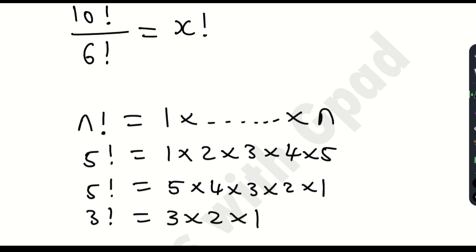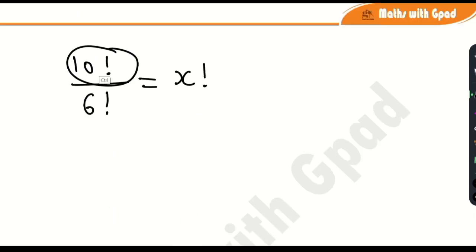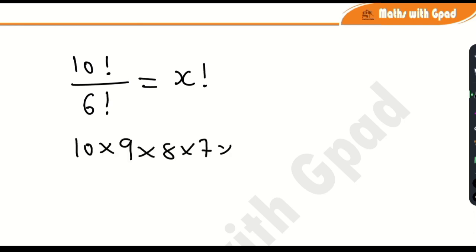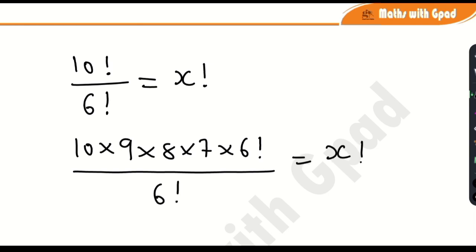Now that said, I want us to go back to the equation and let's get the value of x. Now for 10 factorial, I'm going to write 10 times 9 times 8 times 7 times 6 factorial. The reason why I'm stopping at 6 factorial is because I already have 6 factorial in the denominator and I know that they can cancel out. To avoid me writing it down to 1, I'll just stop at 6 factorial. Look at this, they cancel out.